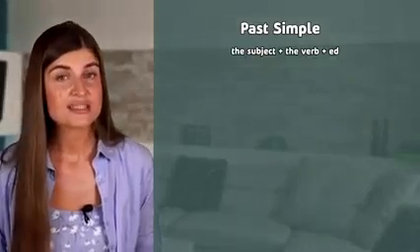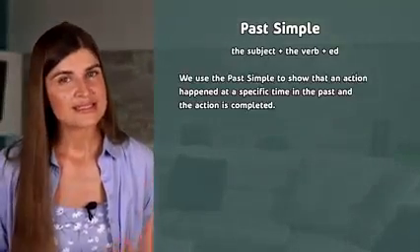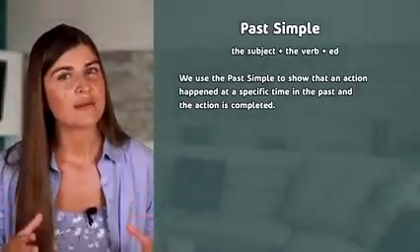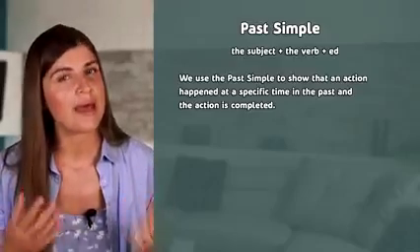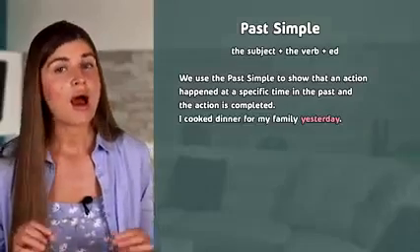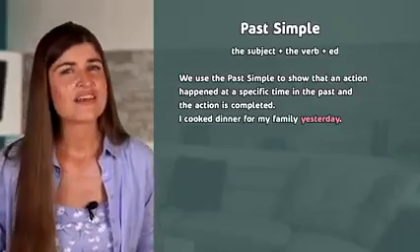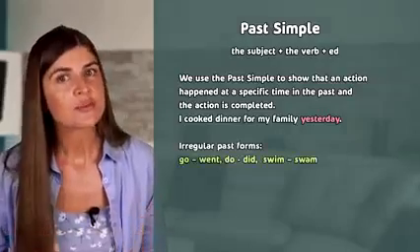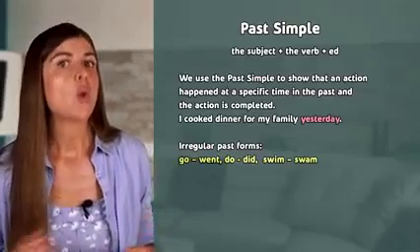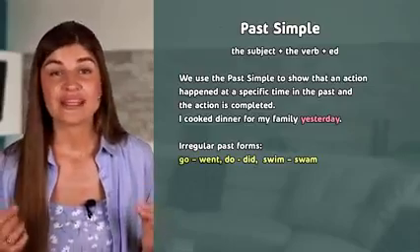The past simple is formed using the verb plus ed. The past simple is a verb tense which is used to show that an action happened at a specific time in the past and the action is completed. For example, I cooked dinner for my family yesterday. Basically, there are many verbs with irregular past forms and you need to learn them, like go, went, do, did, swim, swam, and many others.